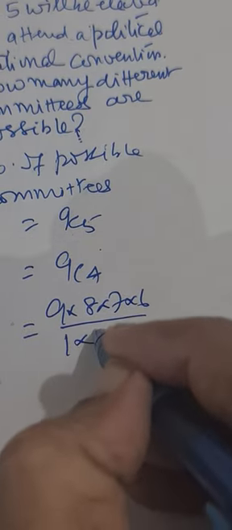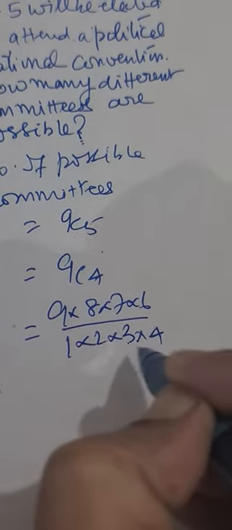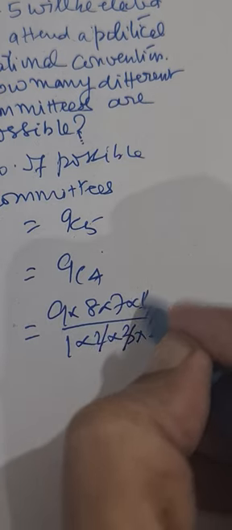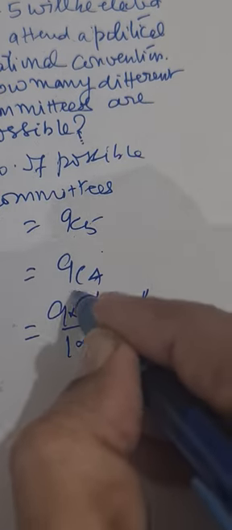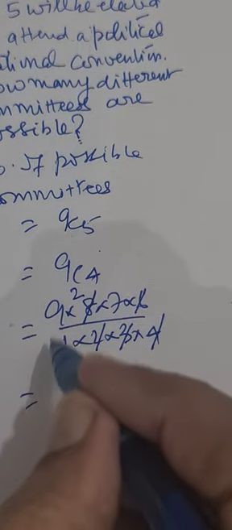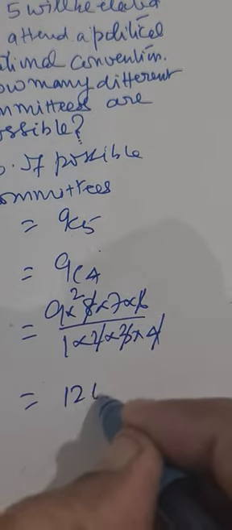9 × 8 × 7 × 6 divided by 1 × 2 × 3 × 4. 3 × 2 is 6. This cancels with this, 8 cancels by 4, 2. So we are left with 9 × 2 × 7, which is 126.